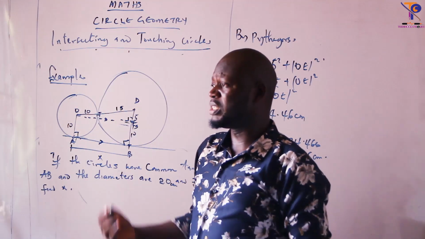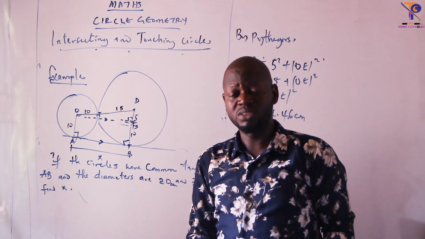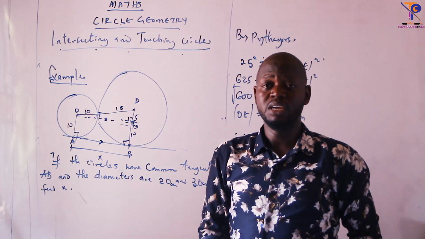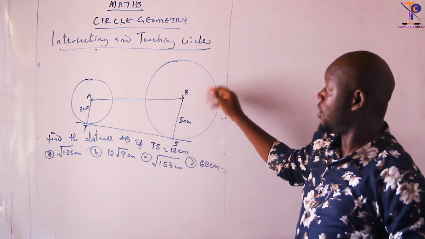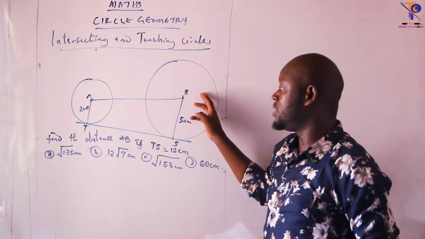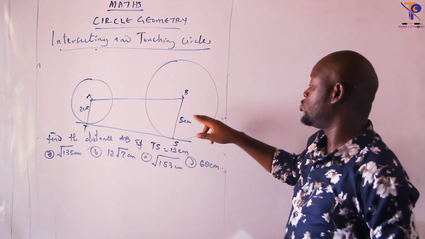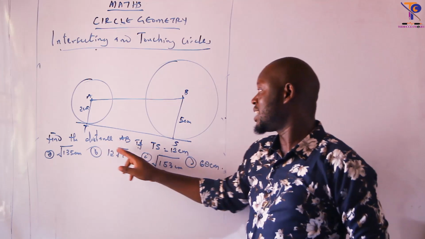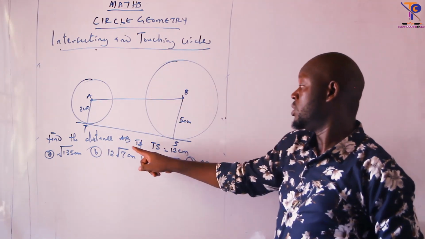So let's check some JAMB questions here, even if it's one, before we close this topic completely. Look at this picture. We have a circle and a bigger one, with centers A and B. This radius is 2 and this radius is 5. We are asked to find the distance AB between the two circle centers.